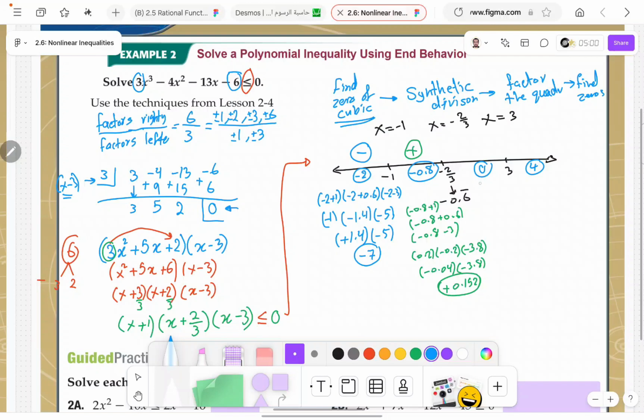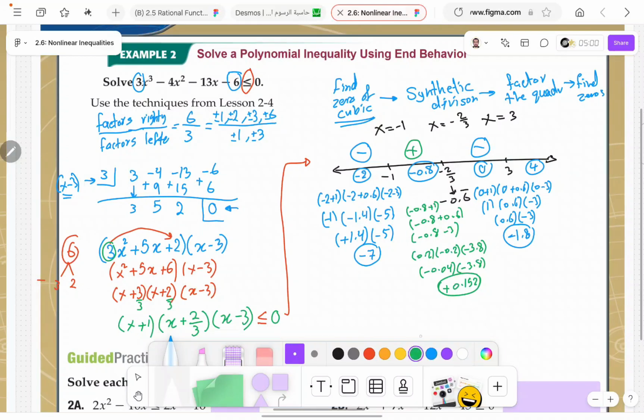Now let's test 0. So if I replace 0 in every term, 0 plus 1 and 0 plus 0.6, and I have 0 minus 3. So the first one is 1, the second one is 0.6, the third one is negative 3. So 1 times 0.6, 0.6, and times negative 3. So negative 3 times 0.6, negative 1.8. Okay, so as you can see here, this answer is negative.